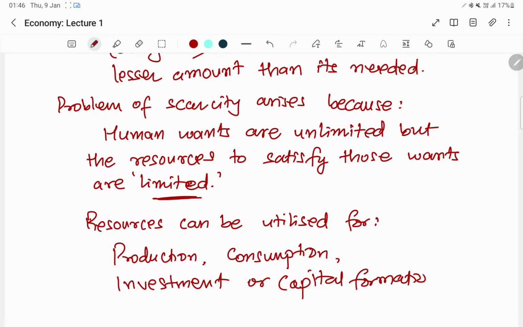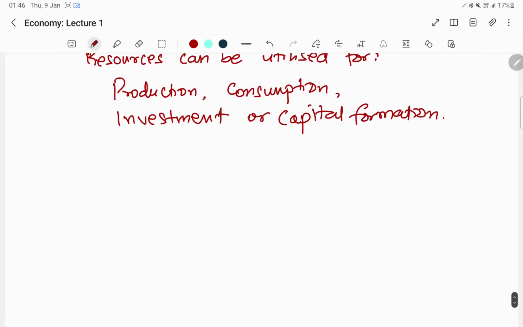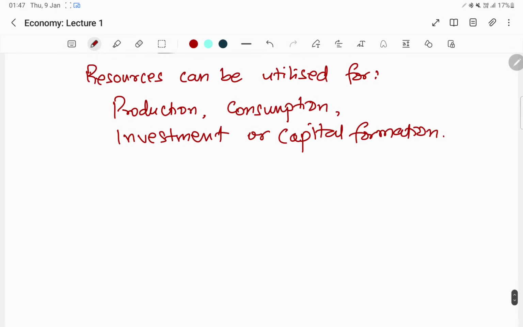We will discuss each and every word. No need to worry about production, consumption, investment, or capital formation. We will discuss each and every point. First, to discuss these things, we will discuss what are economic activities.